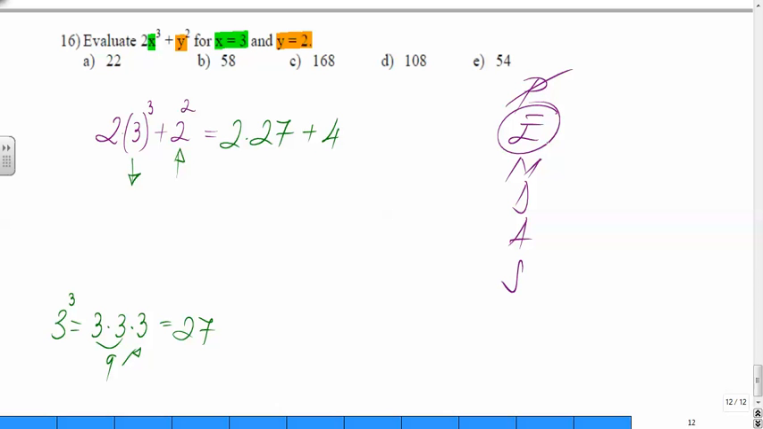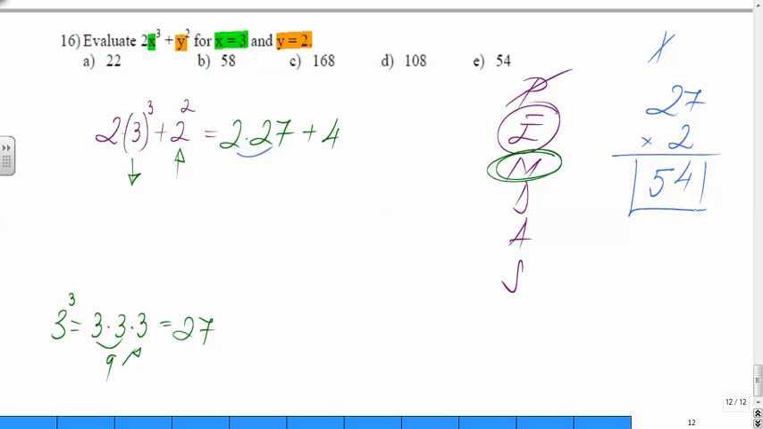Good. Done with exponents. Do you have multiplication? Yes, indeed. Well, there's only one: 2 times 27. How to multiply that? Write them up like that, and you have 2 times 7. That's 14, right? Make sure you carry 1 over. 2 times 2 is 4, plus that 1, it's going to be 5. 54. That will be 54 plus 4. Don't forget about that 4.